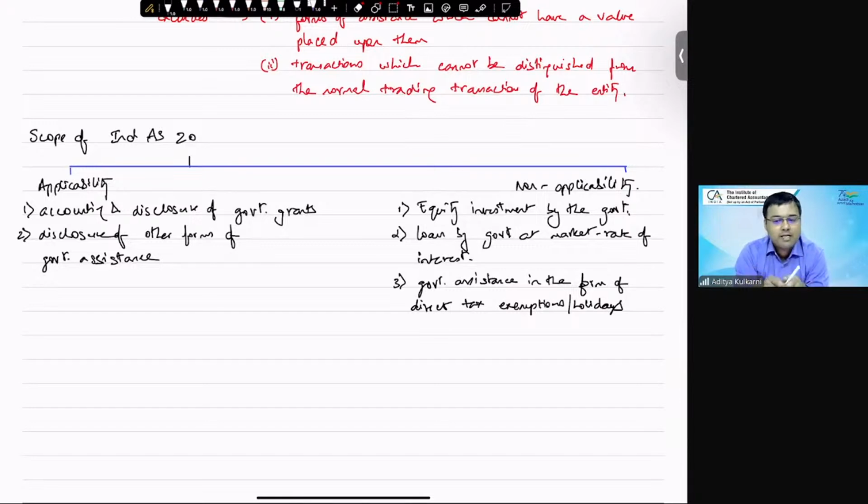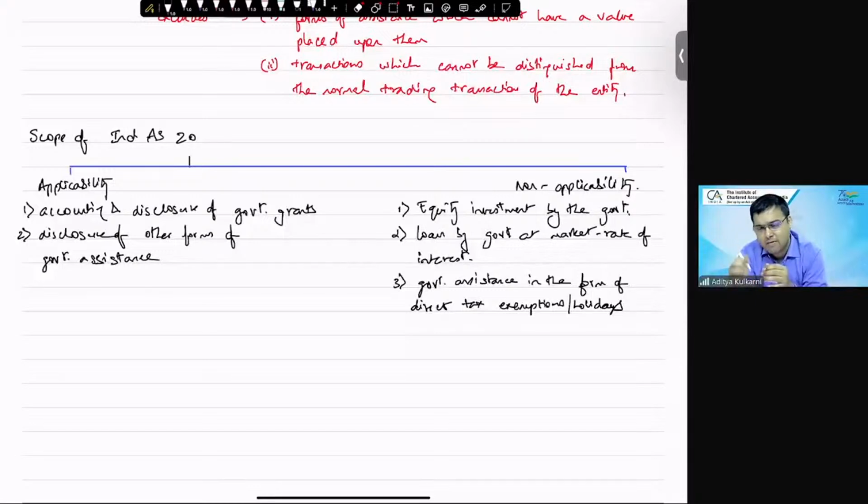Now, these particular tax holidays are not covered under Ind AS 20. They are covered under Ind AS 12 specifically. They will not be covered here, and therefore this is excluded from Ind AS 20. Any tax holidays, tax exemptions pertaining to direct taxes are excluded. It specifically mentions profits or incomes which are related to determination of taxable profit or loss. So it does not cover GST benefits.